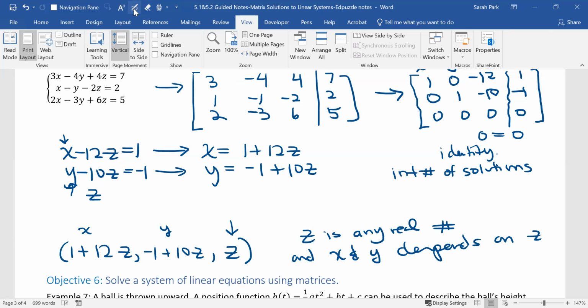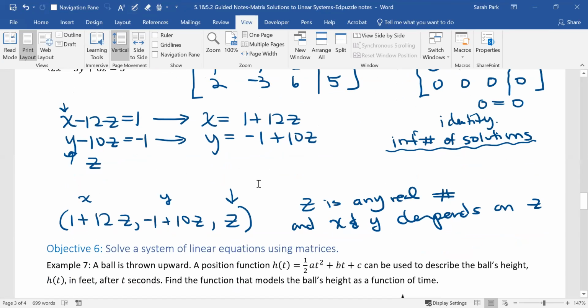So if z is 0, right? x would be 1 and y would be -1. And you could choose z to be 1 and x and y would be different. If you choose z to be 2, x and y would be different depending on what z is. And this is because this system has an infinite number of solutions. Okay, we'll pause here and look at objective 6 in the next video.